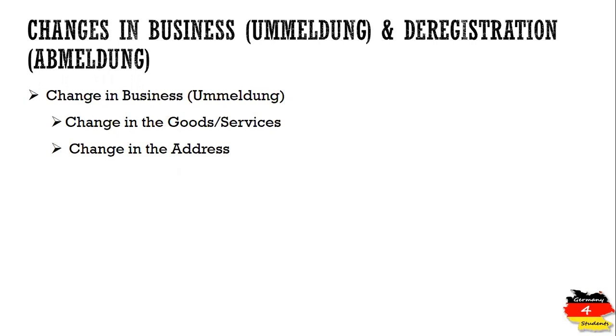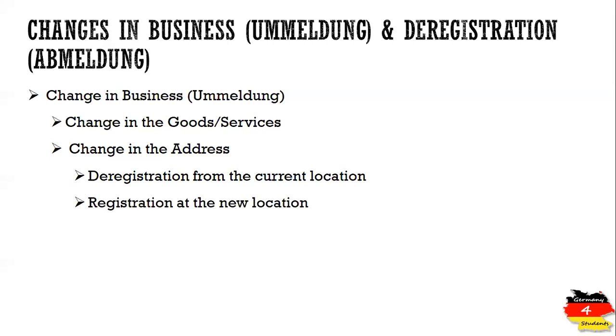The second possible scenario is that your address is changed, so you shift from one city to another city. In this case, you are required to notify, and Ummeldung alone will not help. You are required to first deregister your business from the current location where you were living previously, and then you have to do a new registration of the business at the new location. So in this way you will complete the Ummeldung in two steps. First a deregistration from the current location, and then the new registration at the new location. And for both these activities you are required to pay a certain amount. In some cities, you may not need to pay for the deregistration, but there can be a case that for the deregistration you are also required to pay a certain amount.